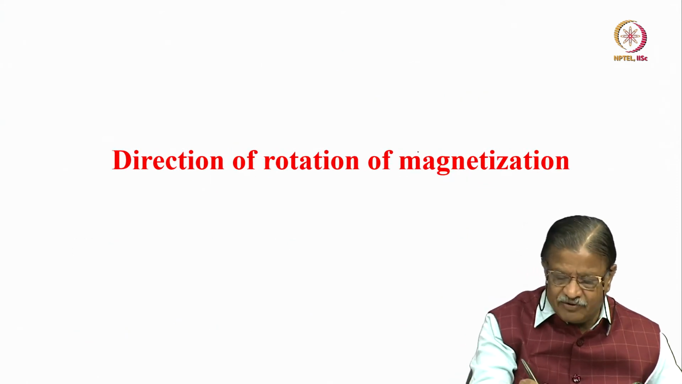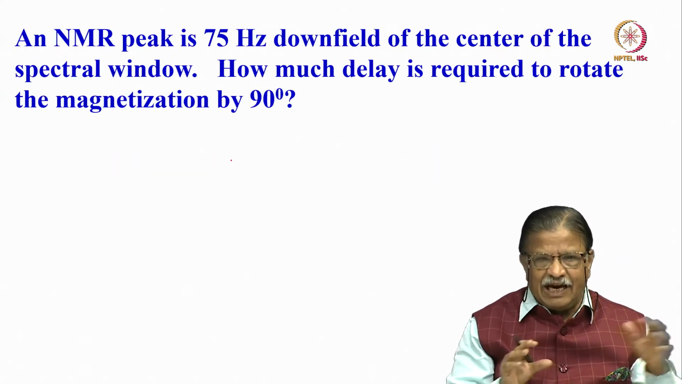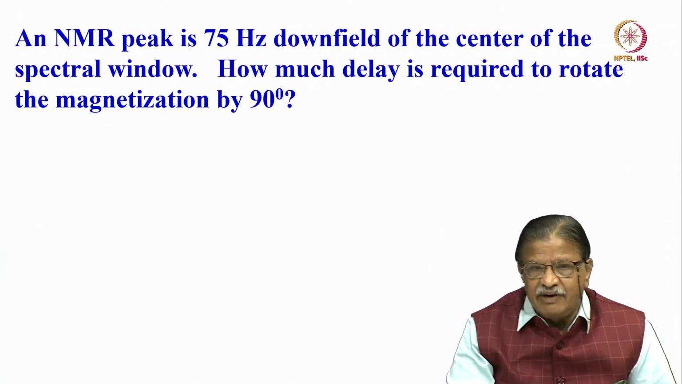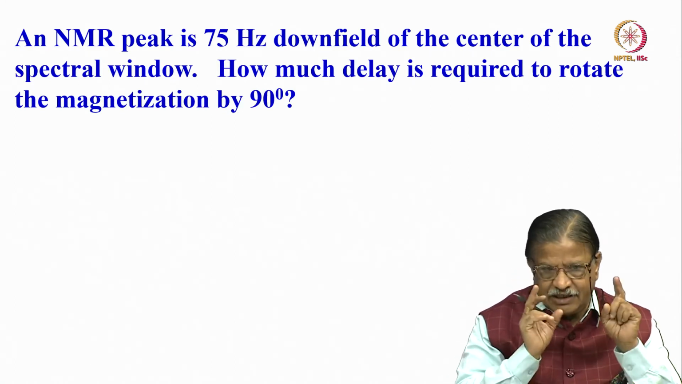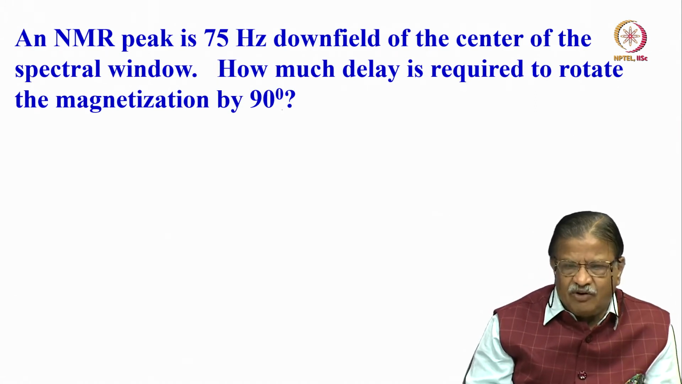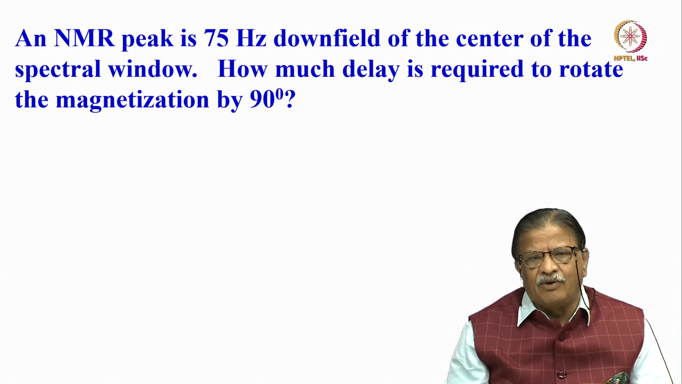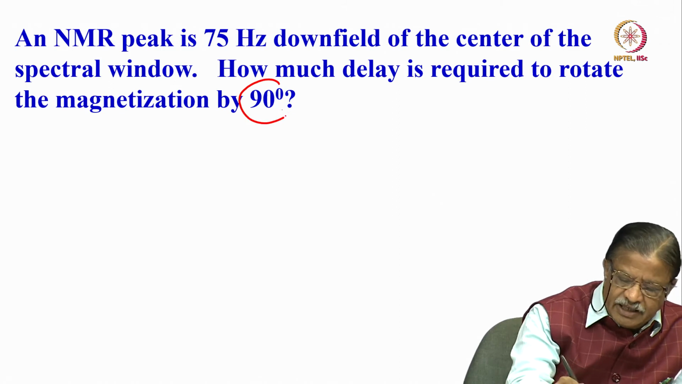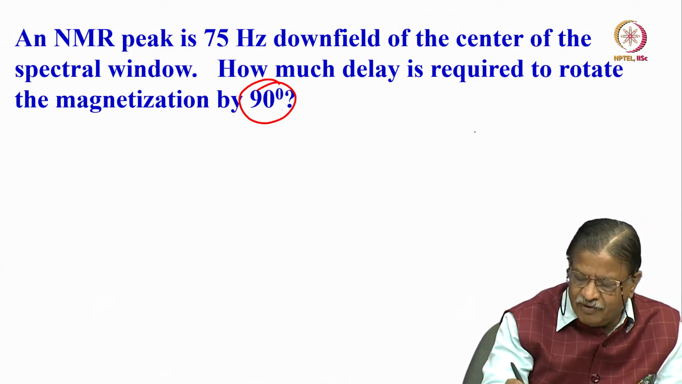Now the direction of rotation of the magnetization we will try to calculate from this. Let us say I have a peak at 75 hertz downfield of the center of the spectral window. Understand this very clearly. I have a peak at 75 hertz downfield of the center of the NMR spectral window. How much delay is required to rotate the magnetization by 90 degrees? This is my question.